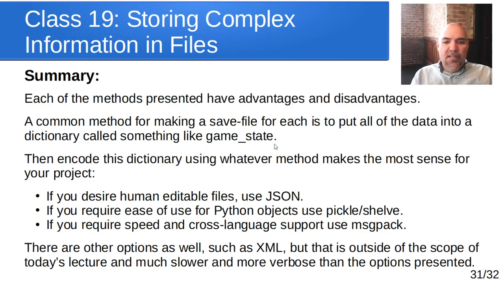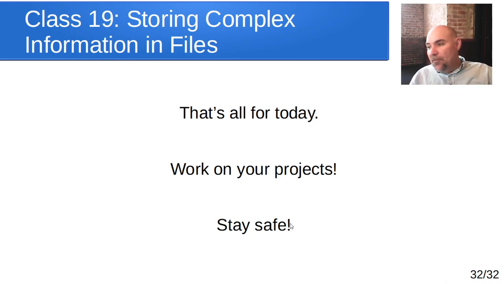But you can get something that's pretty close by just putting the stuff in a dictionary, like I said up here, called game state, just encode that game state using JSON.dumps or pickle.dumps or messagepack.dumps, and then load that back up from the file and use loads on it. And you have that dictionary back in memory. So with just a few lines of code, you can save off an entire game state and load an entire game state, as long as the objects in that game state are serializable by whichever one of those methods we are using.